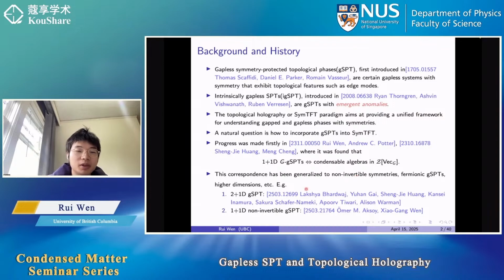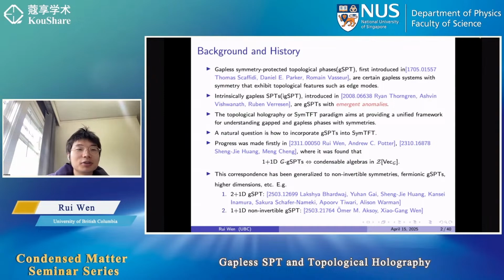Here are some recent ones. This is one by Lakshya, Gai Yuhan, Huang Zhenjie, and some collaborators, focusing on 2+1D gapless SPTs, and there is also a very recent one by Omer and Xiang-Gang on 1+1D that discussed 1+1D non-invertible gapless SPTs.